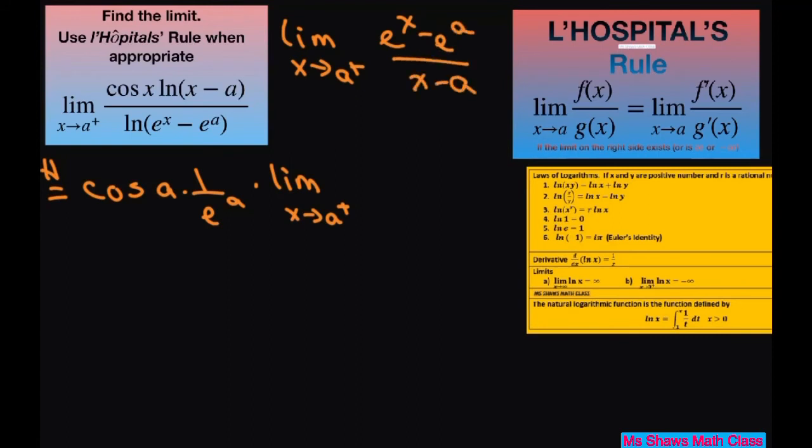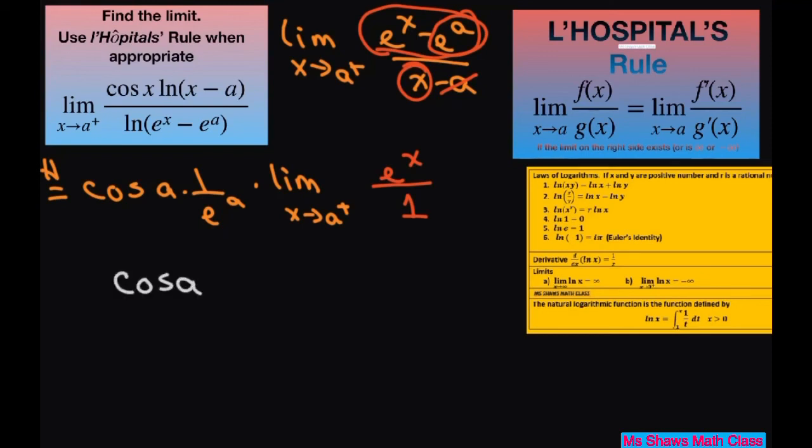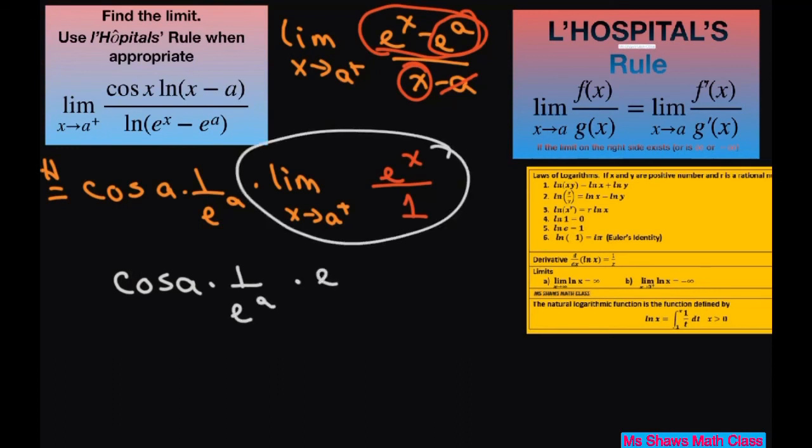So when you differentiate the numerator here, this is just a constant, so that's going to go to 0. So you're just going to have e to the x power. A is a constant, it's going to be 0. And then the derivative of x is just 1. All right, so what we have is cos of a times 1 divided by e to the a power. And applying the limit here, you get times e to the a power divided by 1. And these cancel out, so your final answer is just going to be cosine of a.